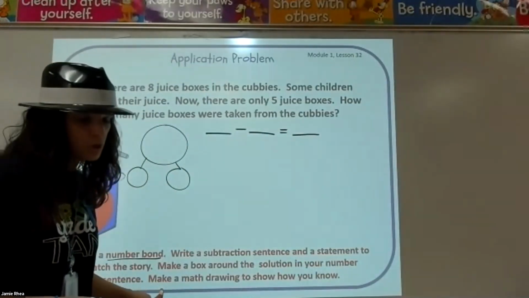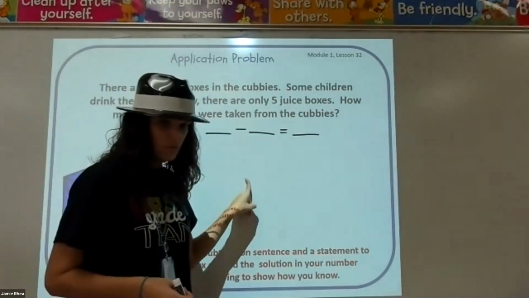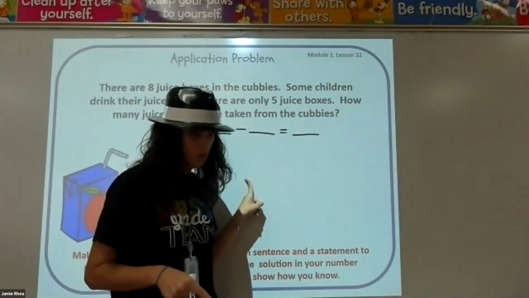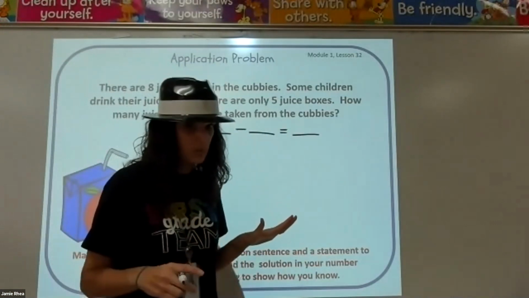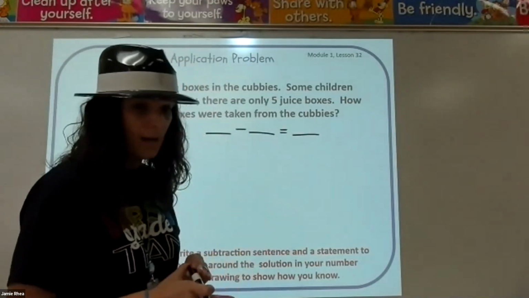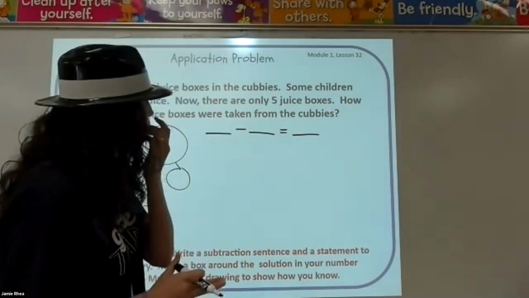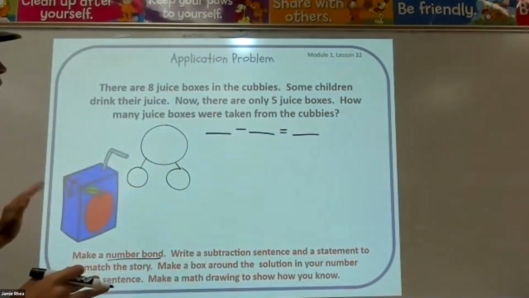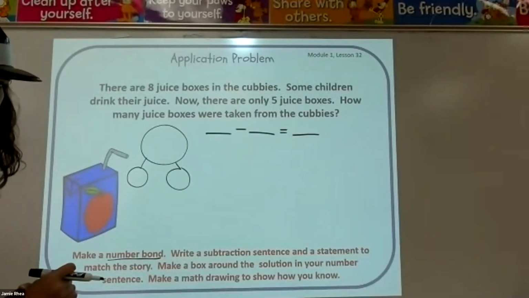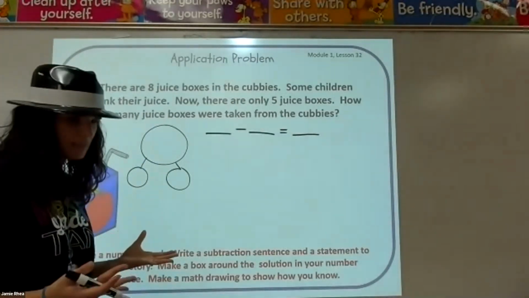Make a math drawing to show how you know. Can we make a math drawing right now? No, because we don't have any clues to help us solve that yet. So now we need to go back and solve for clues, okay? So let's go look. There are 8 juice boxes in the cubbies. Are there clues in that sentence to help us solve?